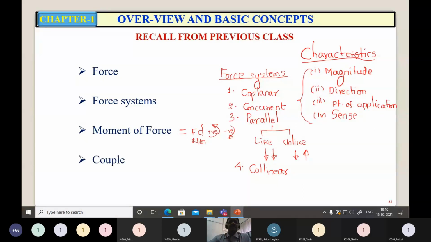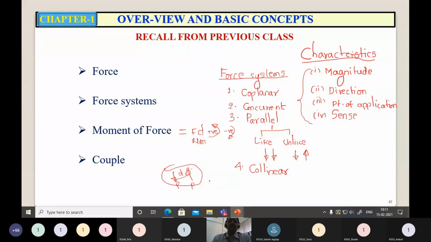Then we have also discussed couple. Couple means pair. Two equal and opposite parallel forces are said to form a couple. When the couple is acting on a body, let us consider this as a body. There are two forces of magnitude P acting parallel to each other. The lines of action are parallel to each other and they are acting in the opposite sense. Say the distance is D.